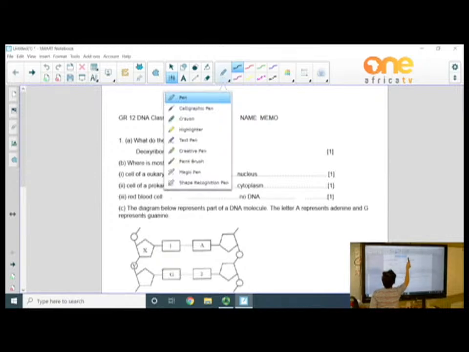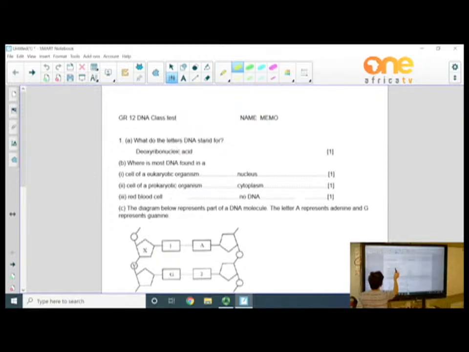What do the letters DNA stand for? Deoxyribonucleic acid. Where is most DNA found? In the cell of a eukaryote, and that is the nucleus. In a prokaryote it is in the cytoplasm. And the red blood cell has no DNA.